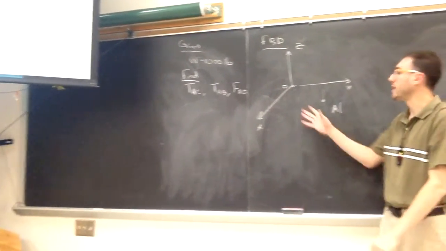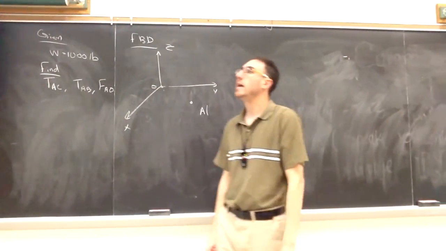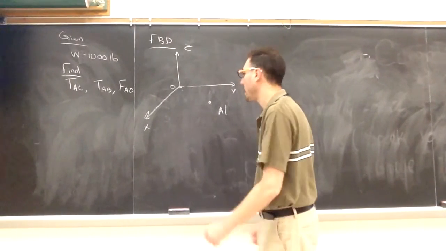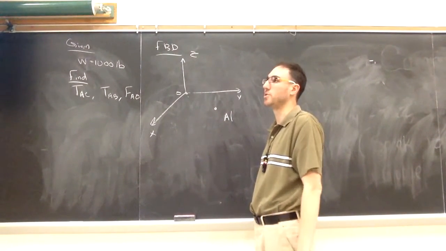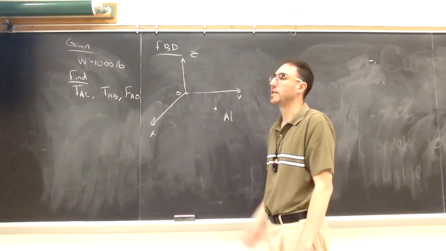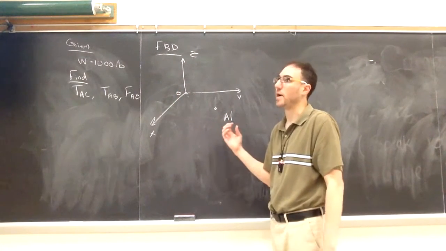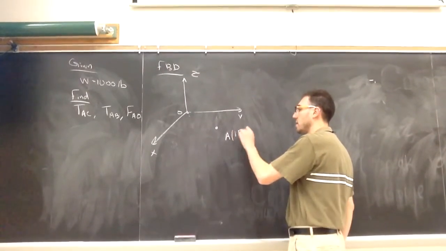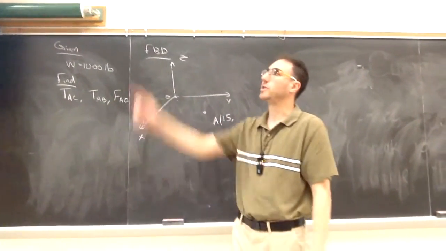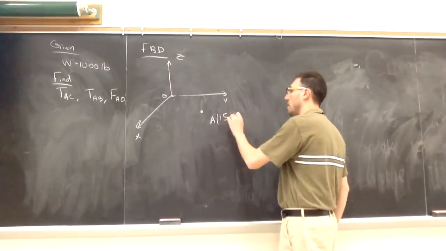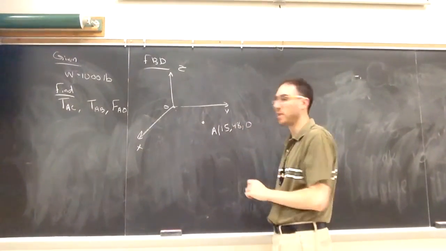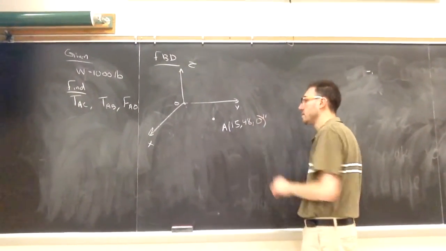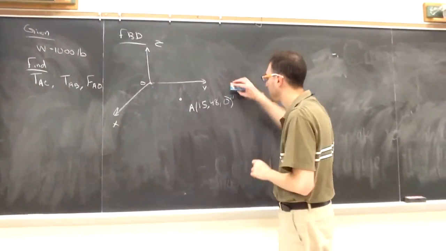Making it bigger, I have my point A, and I can put the coordinates of point A. Since we're in 3D, that's going to be helpful to us. To get from the origin to A, I have to go in the x direction by 15 inches. In the y direction, I have to go 48 inches. And it's in the xy plane, so 0 in the z. This is in inches.